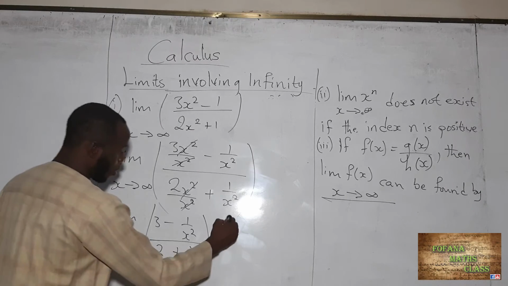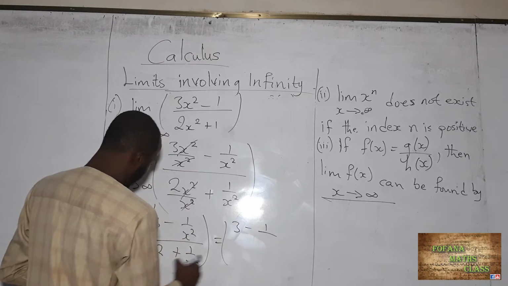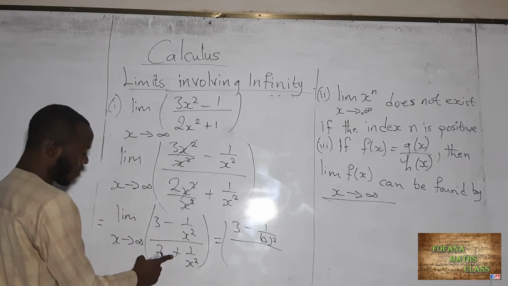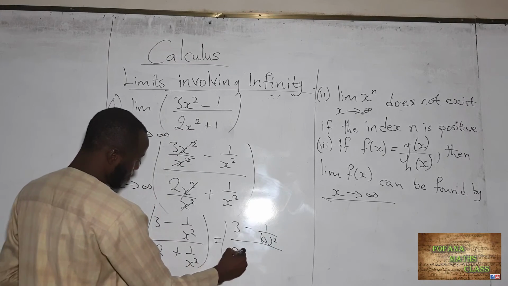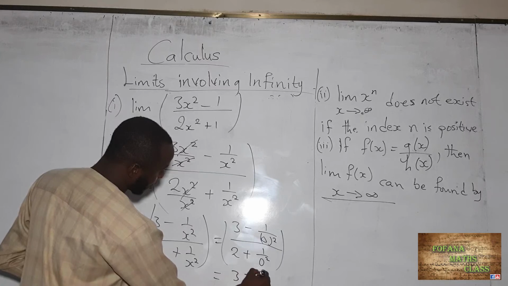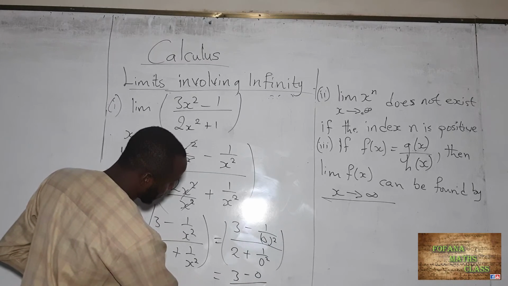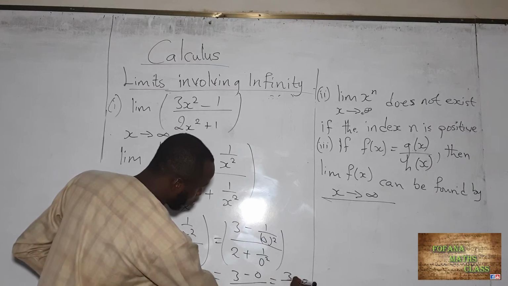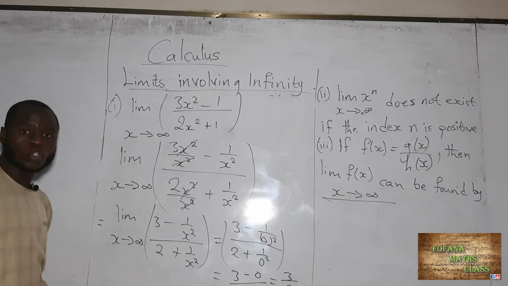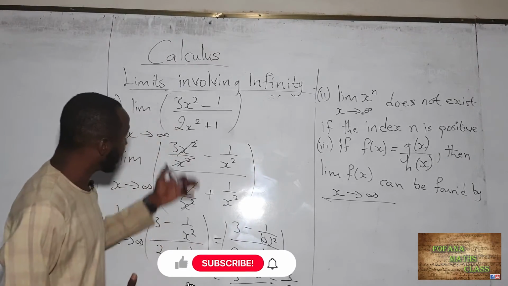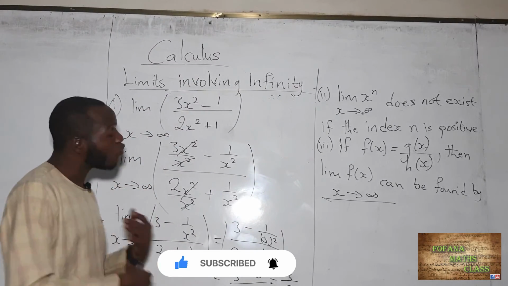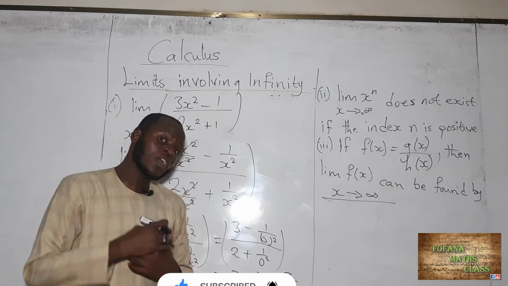So when you put the values in there, you have 3 minus 1 over the infinity, which is 0 squared, over 2 plus 1 over the same 0 squared. This will be equal to 3 minus 0 over 2 plus 0, which gives you 3 over 2, and this is the solution for this simple example. I urge you to go and look for more examples under this, and under the previous standard limits, and then solve them for your own understanding, to further better your understanding.